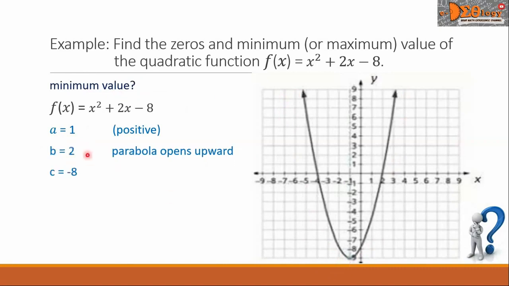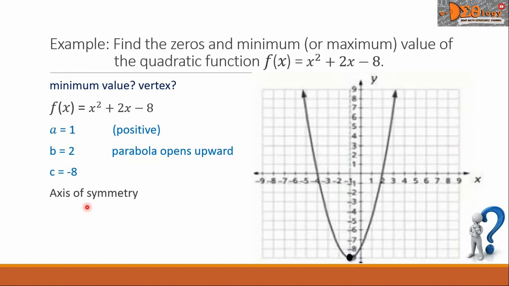So let us complete writing the a, b, c. For the b, we have 2, and this 2 is the coefficient of x, and c is the constant, which is the negative 8. So let us find the minimum value. When we find the minimum value, we are looking at the vertex itself, and that is the lowest point of our parabola. To compute for the minimum value, let's begin with our axis of symmetry.